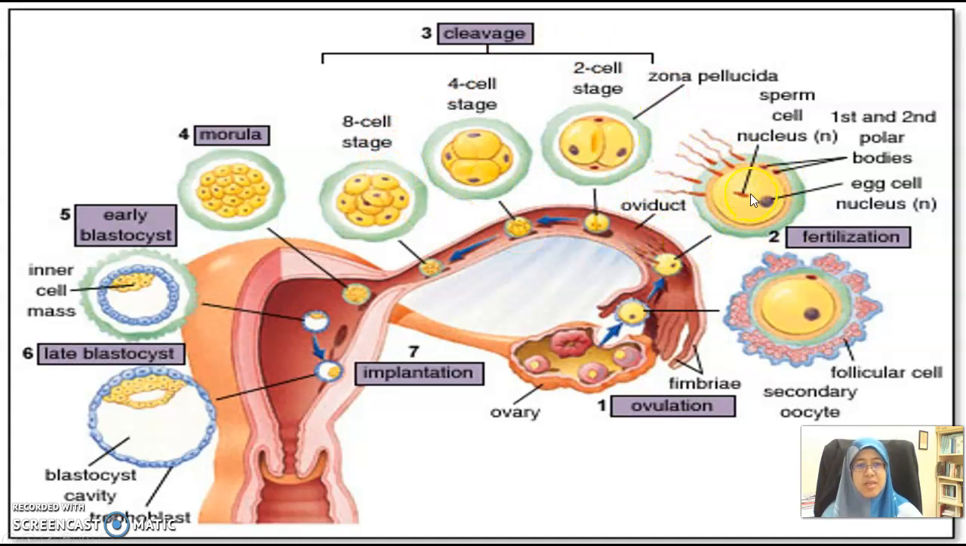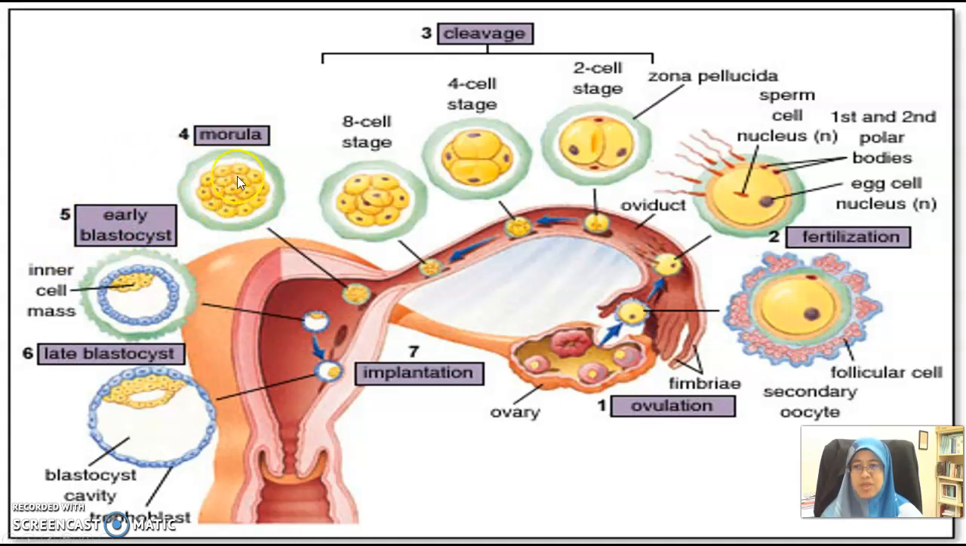From one cell, the zygote, they divide into the 2-cell stage, 4-cell stage, and 8-cell stage. This is what we call the cleavage process. At one point, they become a morula, when the number of cells is about 12 to 16. A morula is a ball of cells with a lot of cells inside. Later on, these cells will undergo the formation of the blastocyst. The way to differentiate between a morula and a blastocyst is the moment when fluid comes into this ball.